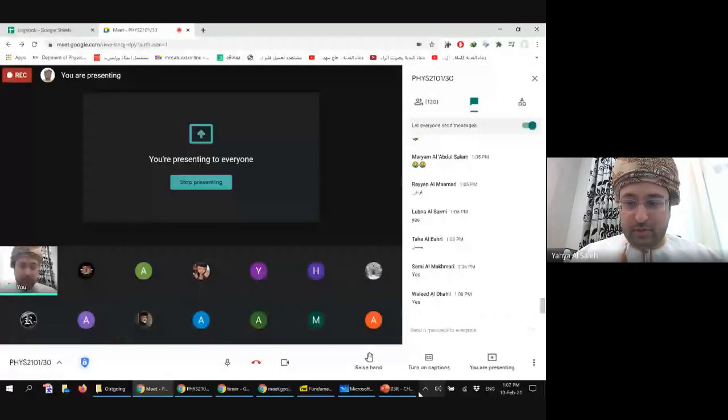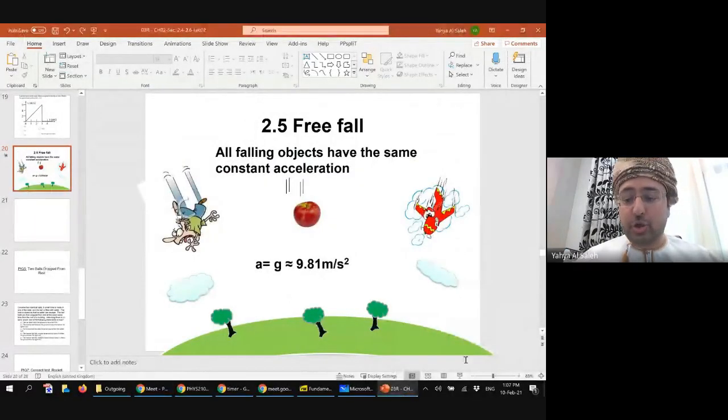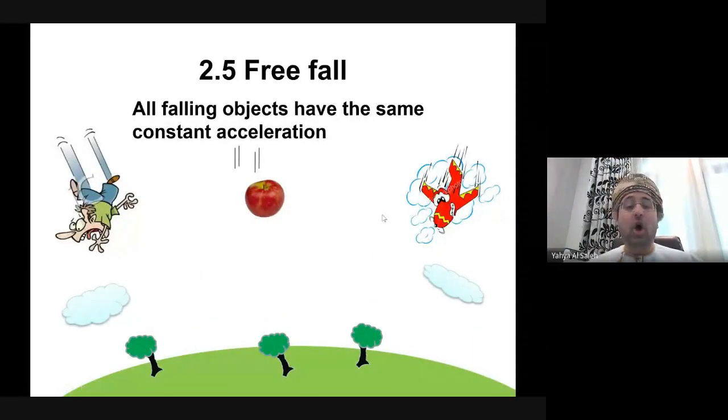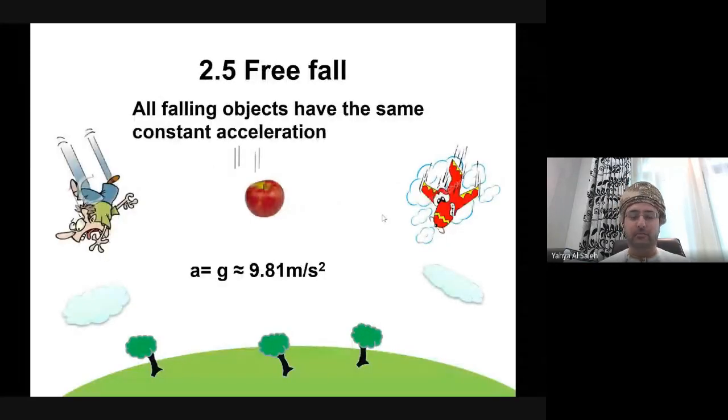So we learned that in vacuum, all falling objects do have the same constant acceleration. And that is on Earth about 9.81 meters per second squared, or 9.8, give or take. Now, yes, because of air resistance, things do turn out a little bit differently, but we will talk about that a bit later. Now, there's a question that students ask me.